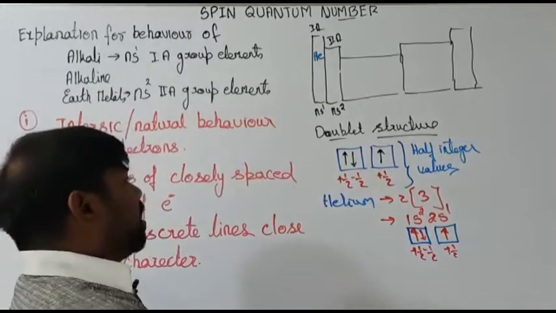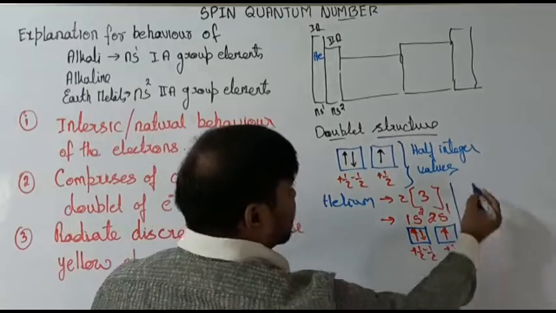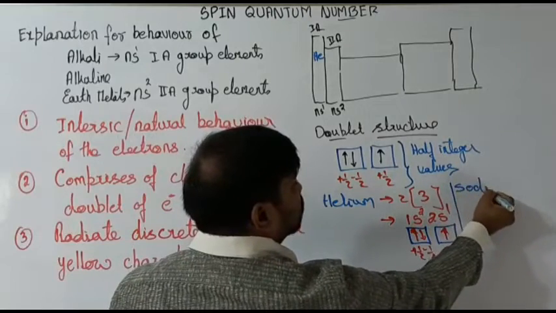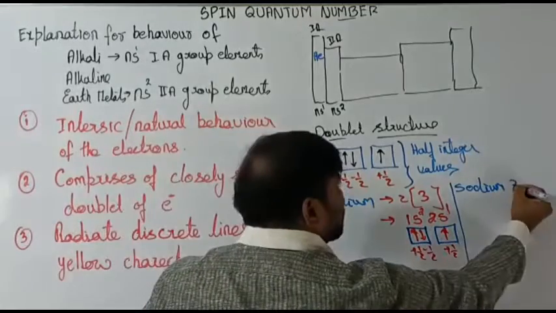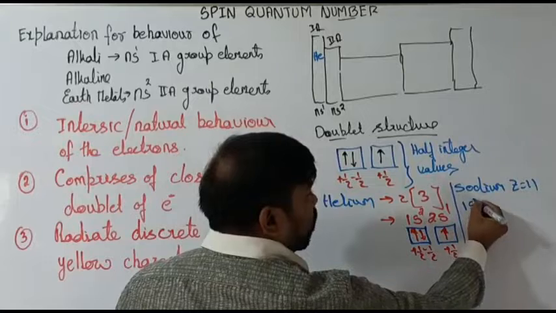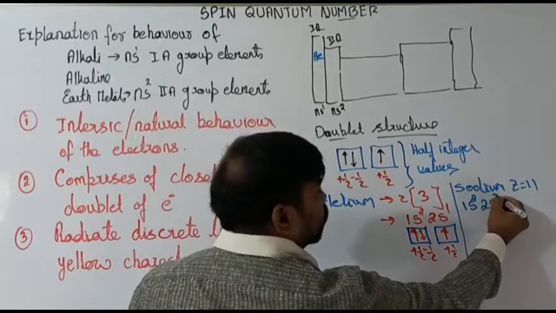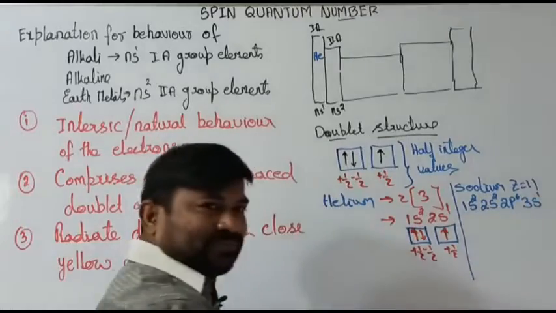Alright, in the same way, let us go with one more example. Let me take the example of sodium. Again, the atomic number of that one is 11. The electronic configuration is nothing but 1s2, 2s2, 2p6 and 3s1.